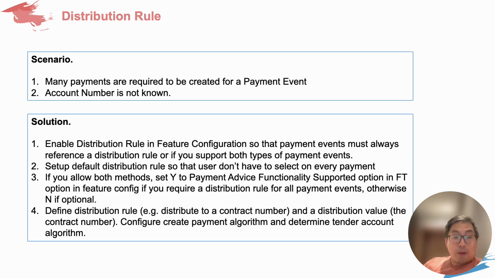then there must be another way of identifying where the payment should be applied to. Now, the solution is there are a couple of steps that need to be applied. So first of all, you have to enable the distribution rule in the feature config, so that the payment events must always refer to a distribution rule, or if you allow payment events to support both distribution rule or non-distribution rule, you can also allow it. Secondly, set up the default distribution rule so the user doesn't have to select it on every payment. So there will be a default one. Normally there's only one. That rule would encapsulate all the logic you want to apply.